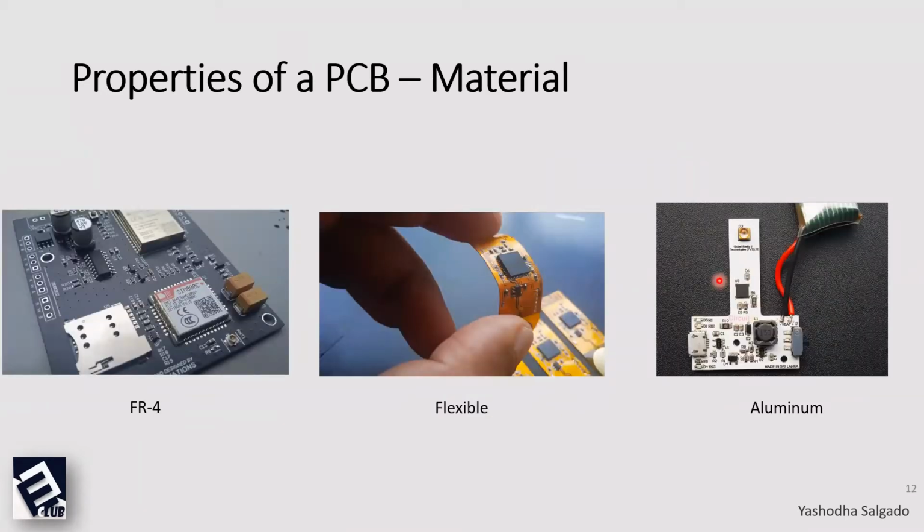Then also we can divide PCBs according to their material types. There are mainly four types of material. FR4 is the most common PCB material, and then flexible and aluminium. And there is another type, copper PCB. It means the PCB is built on a copper base, right?